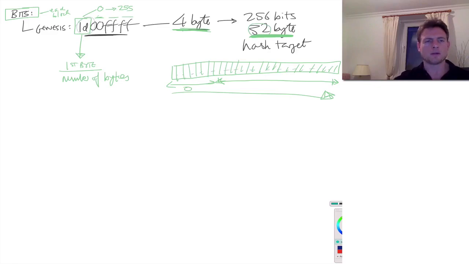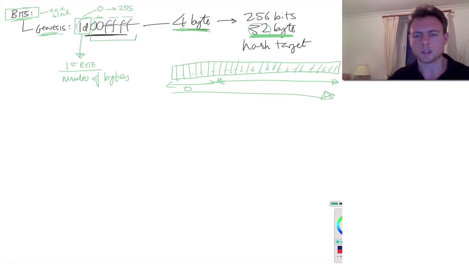Then the remaining three bytes, so 00 FF in this case. Remember, this is the bits value for the first ever Genesis block. These define the most significant figures of the target, the most significant figures of the target.